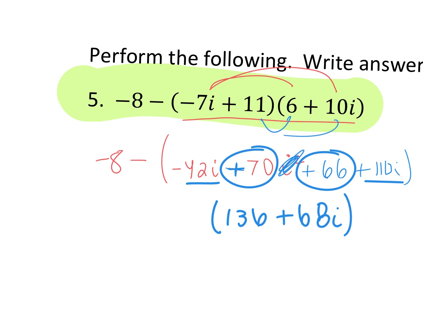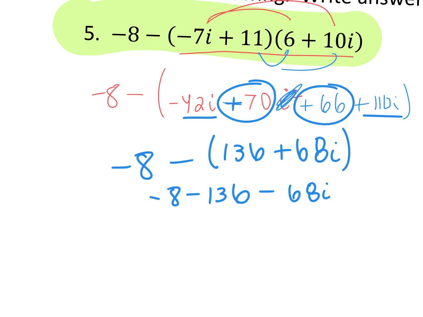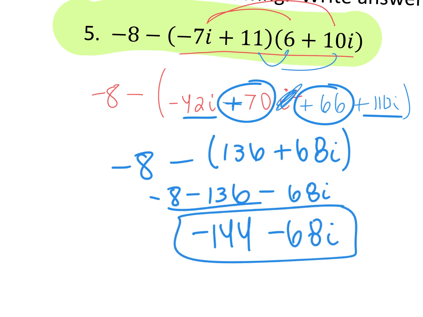You guys with me? So I have my negative 8 out here and a minus. Now what can I do with that minus sign? Distribute. So negative 8 minus 136 minus 68i. And what can I combine? The negative 8 and the negative 136. What does that give me? Negative what? Minus 68i. Okay, is that written in standard form? Perfect. Freddie said he did it the other way. He distributed the negative first, and you got the same answer? It's fine.